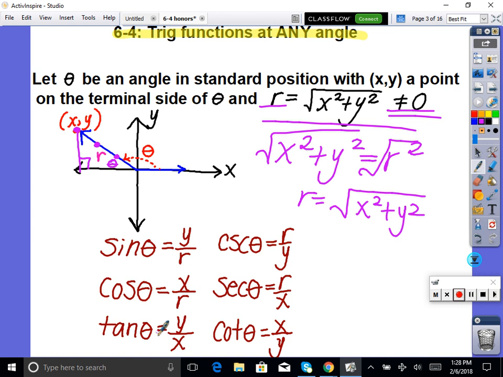All right, and then we know that cosecant is the reciprocal of sine, secant is the reciprocal of cosine, and cotangent is the reciprocal of tangent. Now just to remember, S and C are the reciprocals, the opposite, because that kind of helps me do it quicker. Okay, awesome.